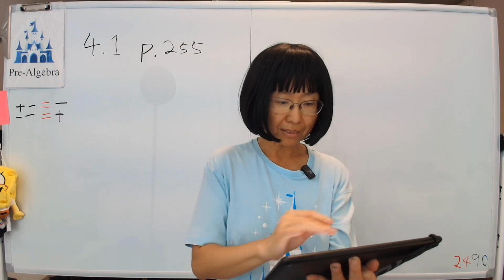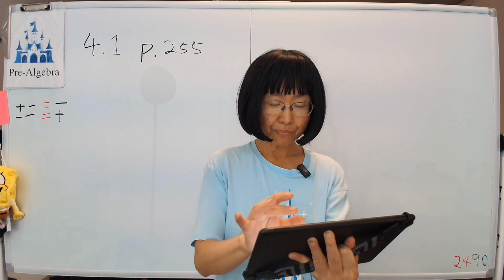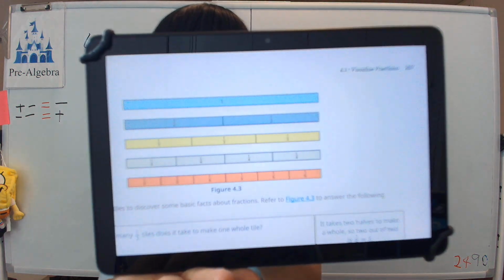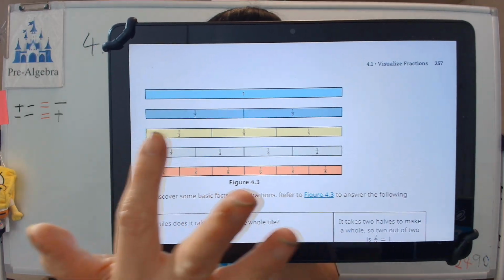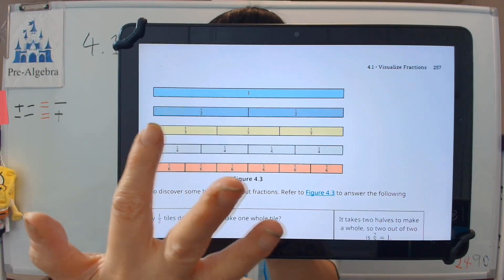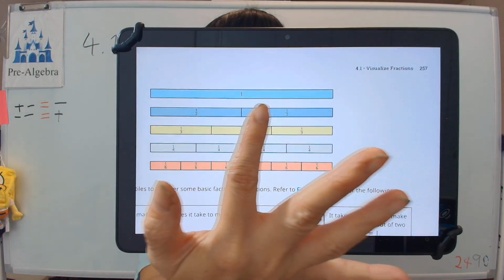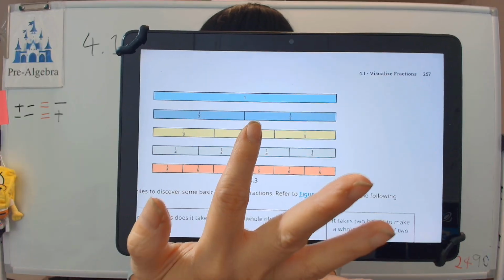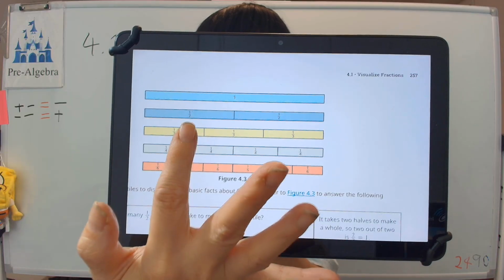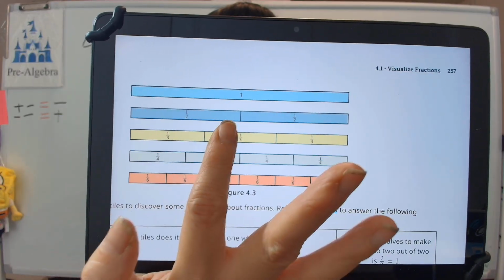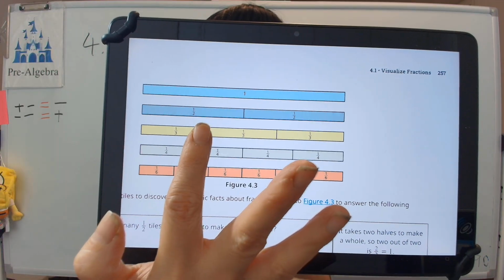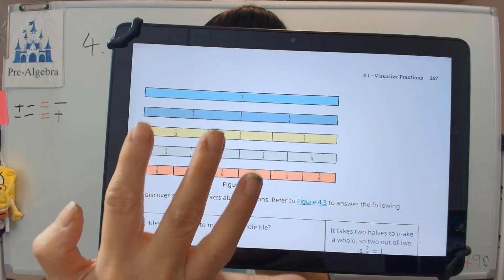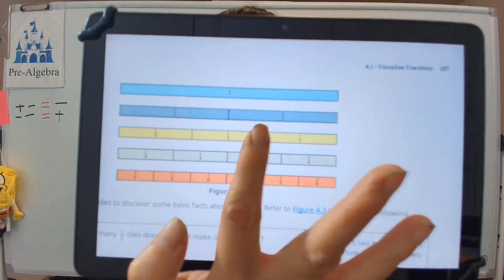And next, let's look at the next page. I'm now at page 257. On this page we have some explanation of what a fraction means. This whole bar right here is called 1. Okay, we'll consider that as 1. And then if you cut it in half, each half is called 1/2. That's just how it's pronounced in English. And so half of this whole is 1/2.